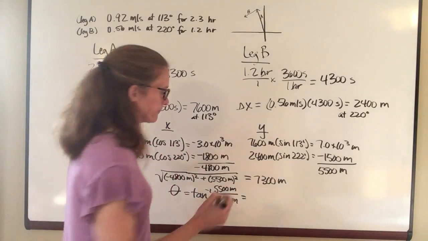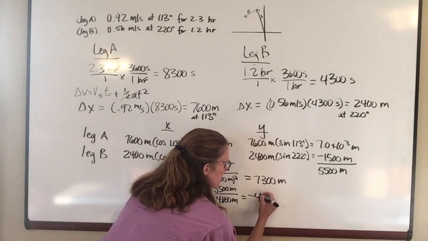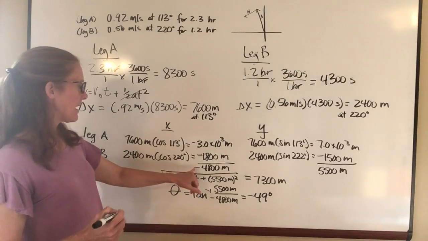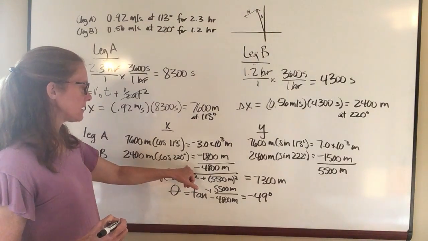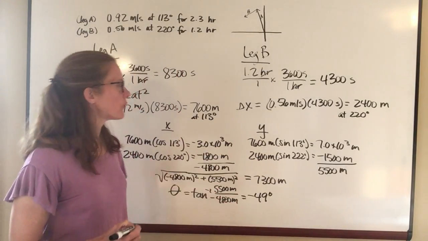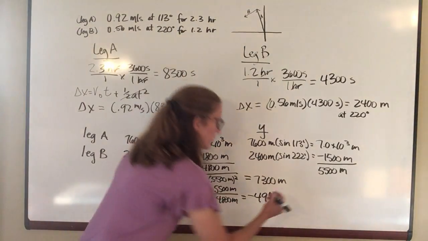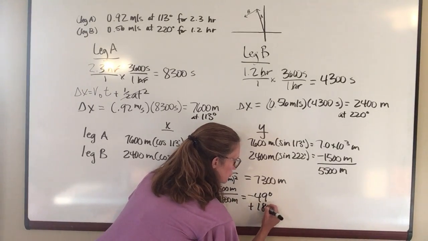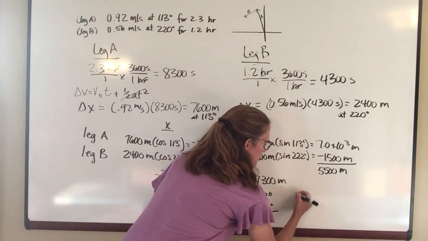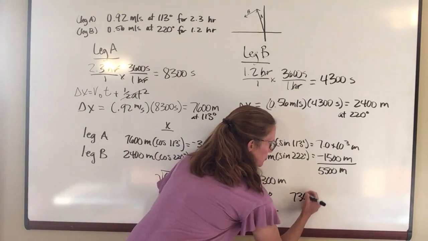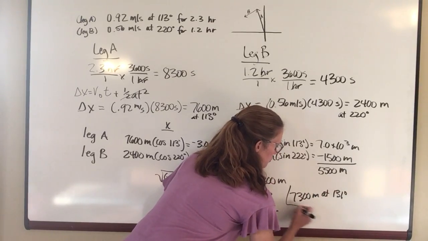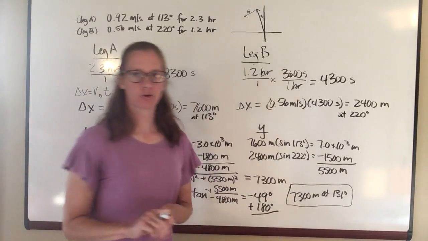When I do that, I get a negative 49 degrees, which again is what I would expect from a negative x component and a positive y component. So this is a negative 49 degrees. If it's up in that second quadrant, that means I have to add 180 degrees to it, and that's going to give me 131 degrees. So I'm going to have 7,300 meters at 131 degrees. So there is my final answer.